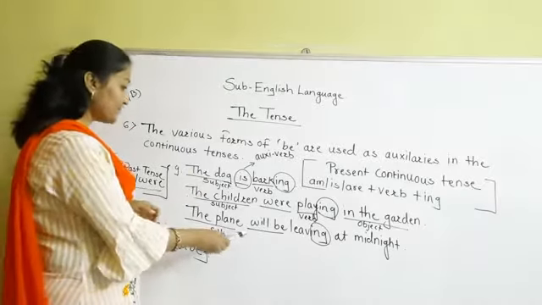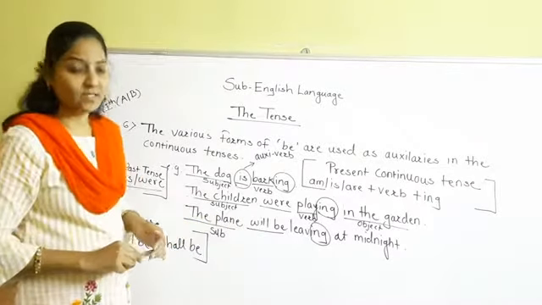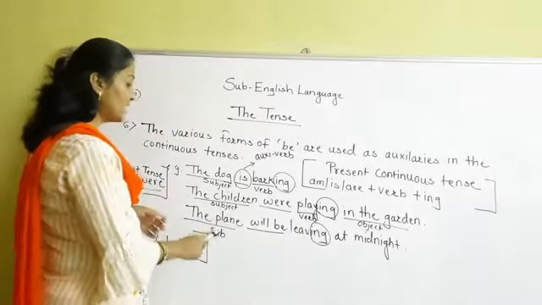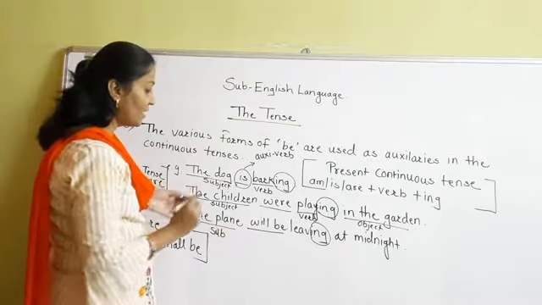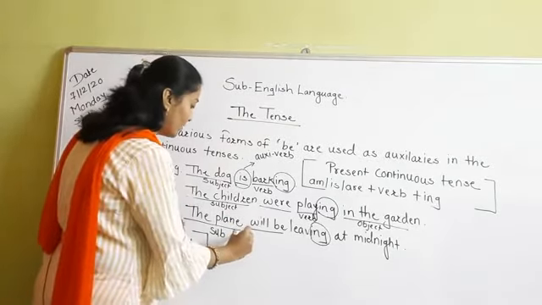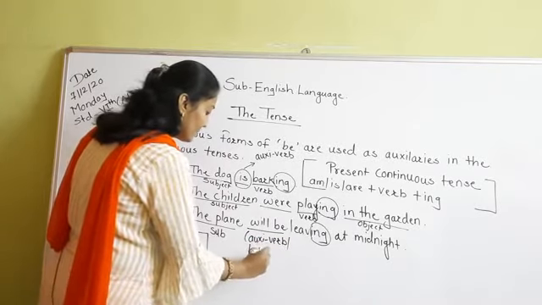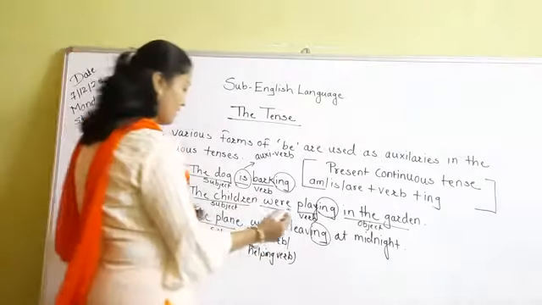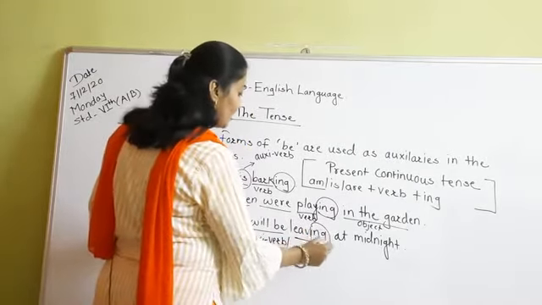So here, as we have used "will be," it indicates that this sentence is of future continuous tense, and we have added ing to this verb. So the plane is the subject here, and "will be" is the auxiliary verb or helping verb. And "leave" is the main verb here, and we have added ing to that verb.